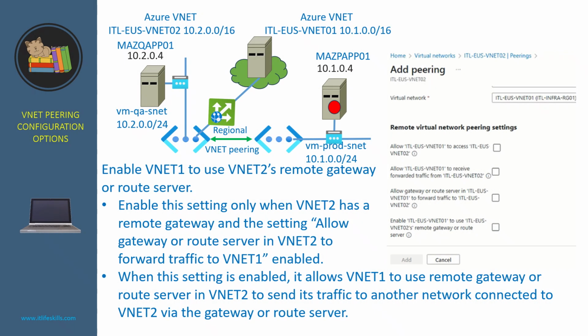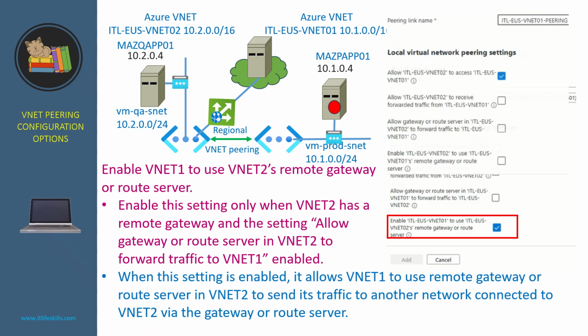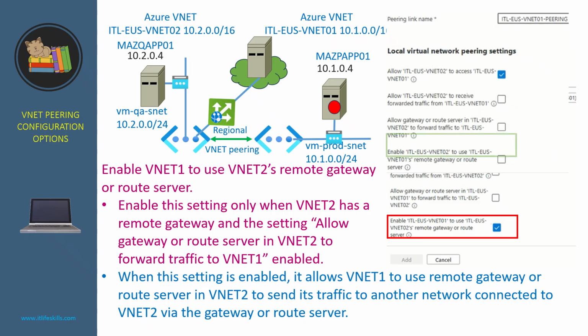The last option is to enable VNet 1 to use VNet 2's remote gateway or route server. Enable this setting only when VNet 2 has a remote gateway and the setting allow gateway or route server in VNet 2 to forward traffic to VNet 1 is enabled. When this setting is enabled, it allows VNet 1 to use the remote gateway or route server in VNet 2 to send the traffic to another network connected to VNet 2 via the gateway or route server. So technically, it allows the traffic like this.